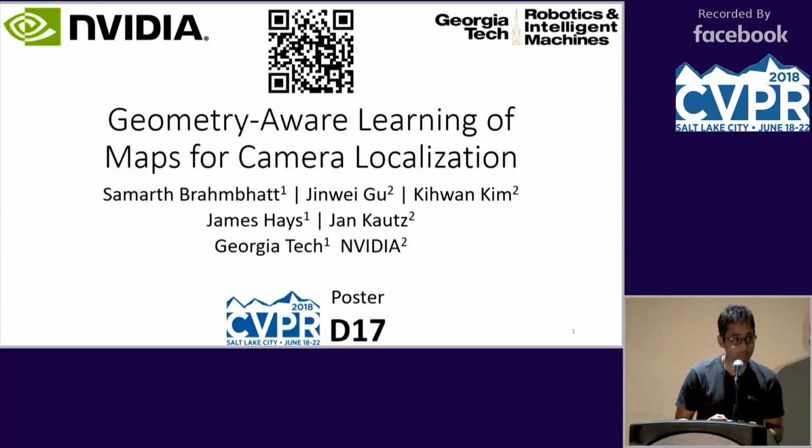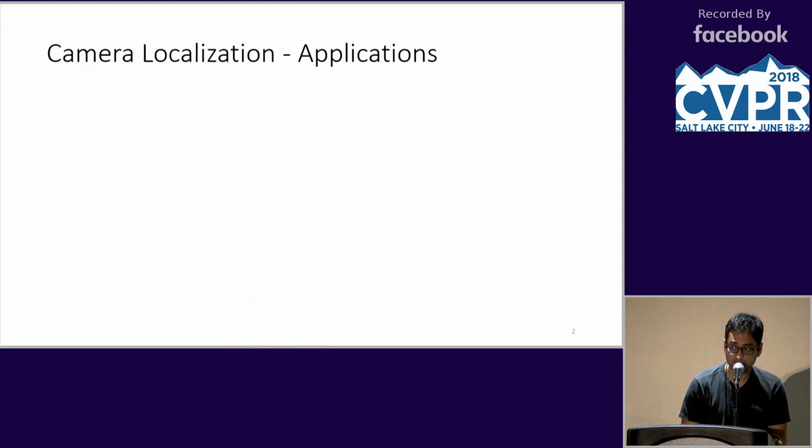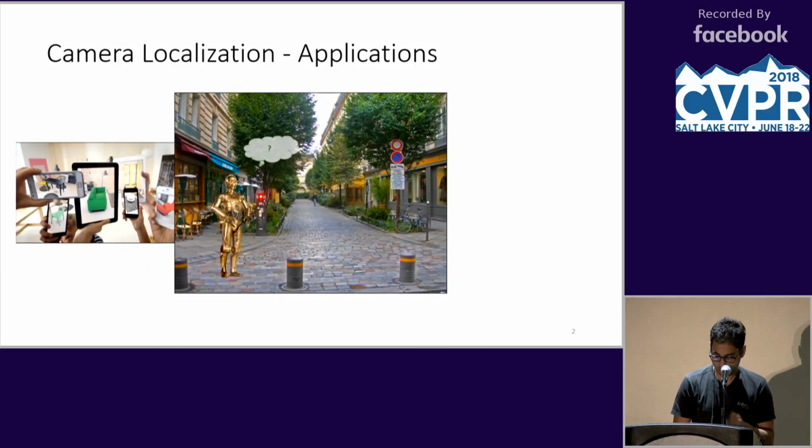Hi, I'm Samarth Brahmbhatt, and I'm going to present our work on camera localization, which is a collaboration between Georgia Tech and NVIDIA. Recovering the 3D position and orientation of a camera is an important vision problem with applications in AR, autonomous cars, and robotics.